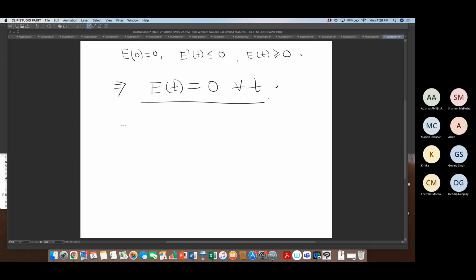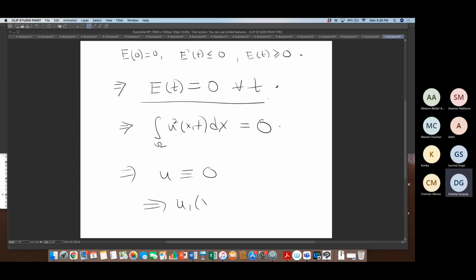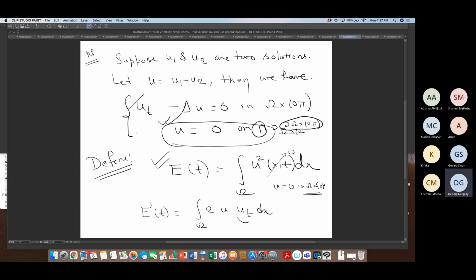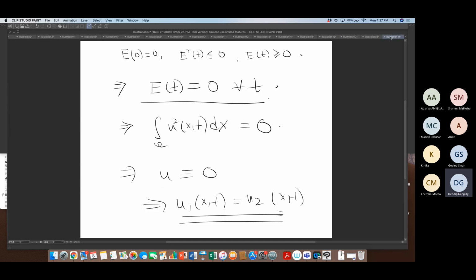E of t equal to 0 for all t means the integral over omega of u squared (x,t) dx is equal to 0. That means u is equal to 0, meaning u1 of (x,t) is equal to u2. Done. Just using the energy method, we have proved that it has at most one solution. You know why I'm saying at most? It might happen some PDE will not have a solution. That is why I've used the term at most.